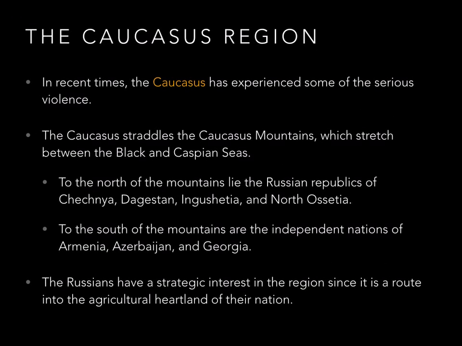The Caucasus region. In recent times, the Caucasus has experienced some of the most serious violence in the area. The Caucasus straddle the Caucasus Mountains, which stretch between the Black and Caspian Seas. To the north of the mountains lie the Russian republics of Chechnya, Dagestan, Ingushetia, and North Ossetia. South of the Caucasus Mountains are independent nations, not republics of Russia, and they include nations like Armenia, Azerbaijan, and Georgia.